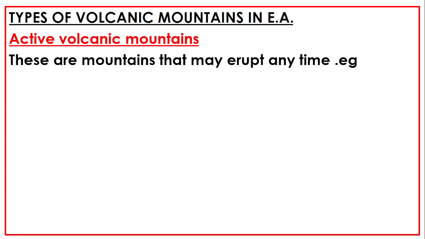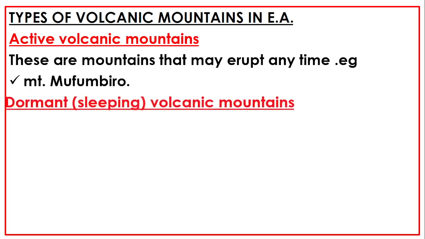In East Africa we have a very good example, Mountain Mufumbiro, and this one is found in Uganda. So when they ask you to give one active volcanic mountain, make sure that you mention Mountain Mufumbiro. Then we have dormant or sleeping volcanic mountains. You can call them dormant, you can call them sleeping. If something is dormant, like in class, it means you are there but you are doing nothing, but you can wake up.